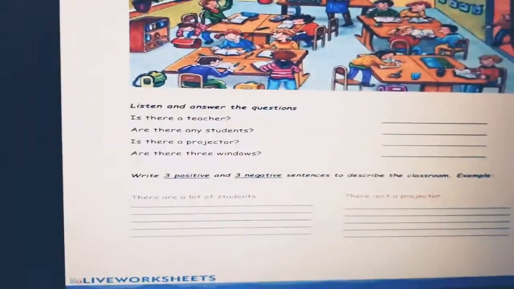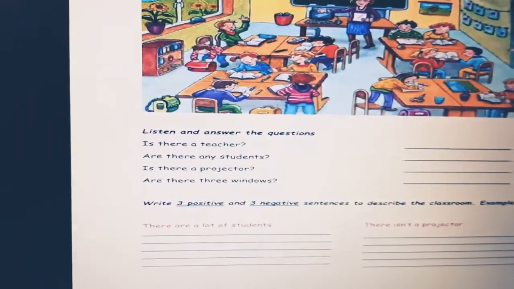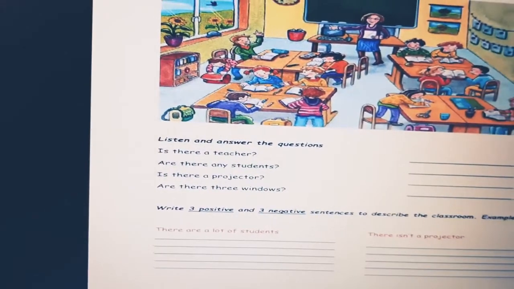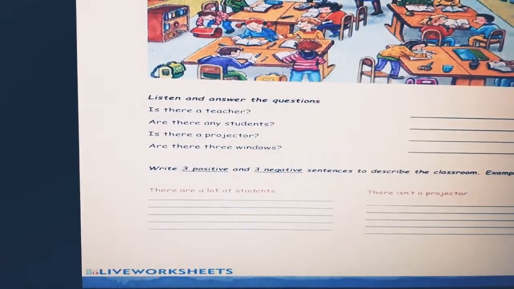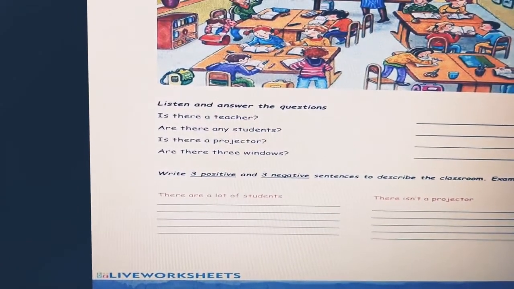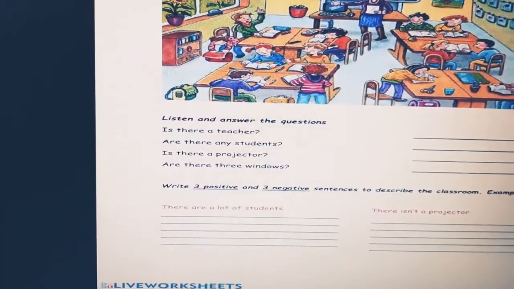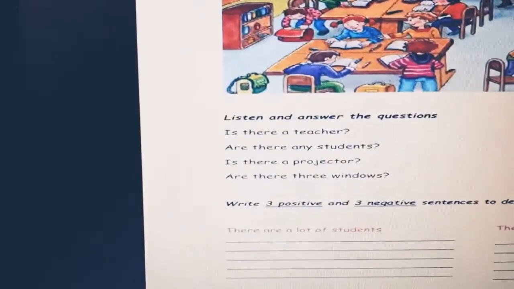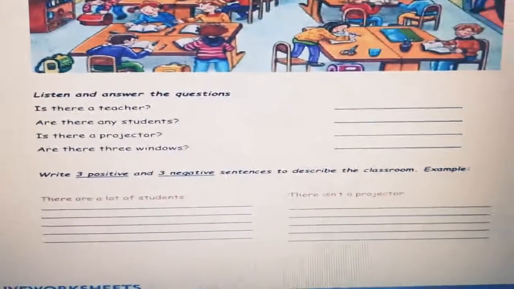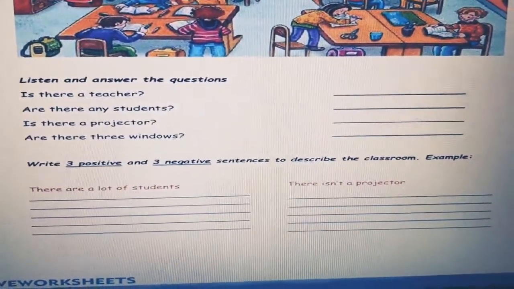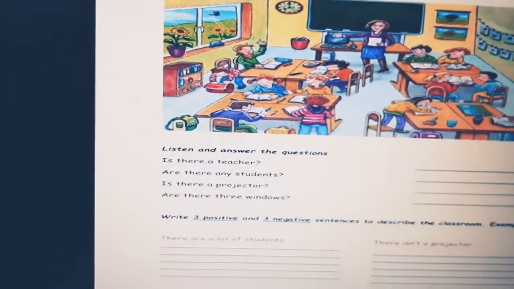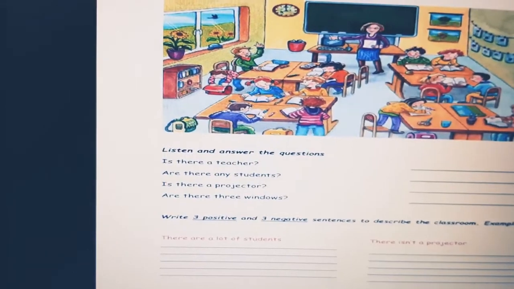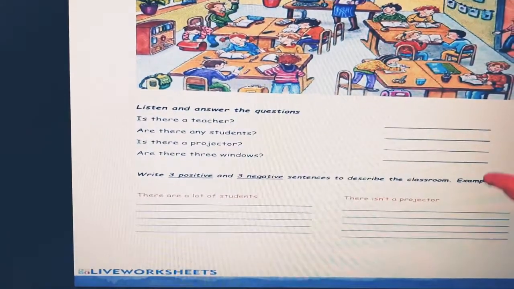Okay. So what do you have to do in your notebook? This is an exercise for your homework. Write 3 positive and 3 negative sentences to describe the classroom. Example, there are a lot of students. Okay, so another one, there isn't a projector. So please, you have to write this in your notebook and tell me the examples.